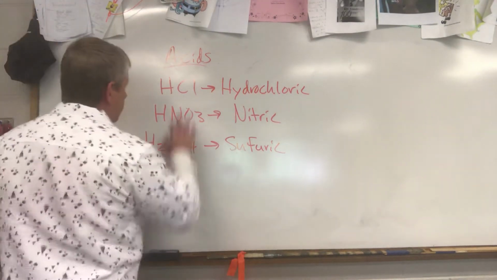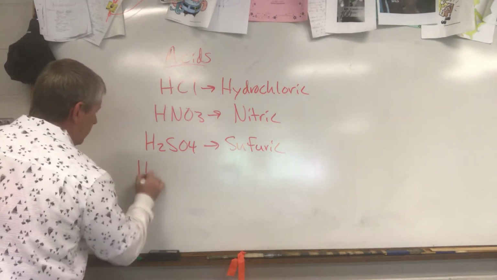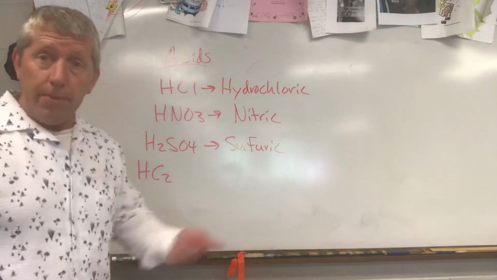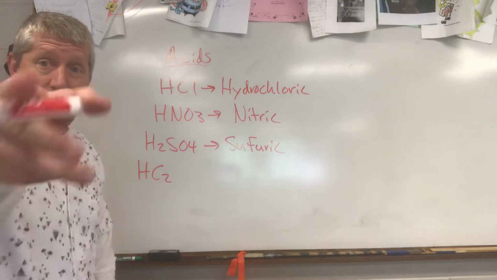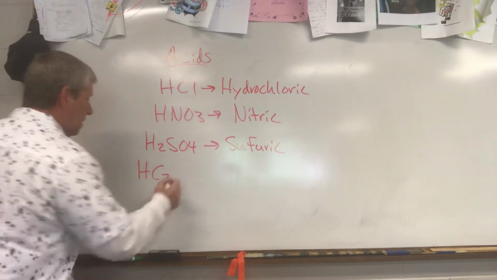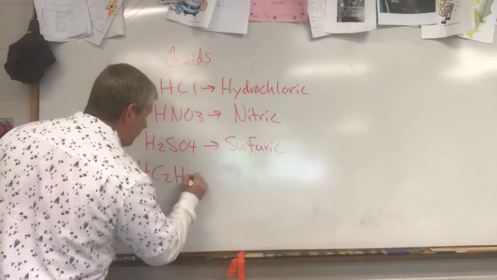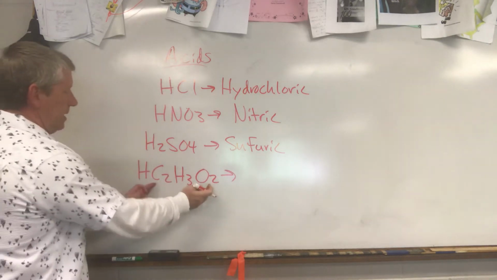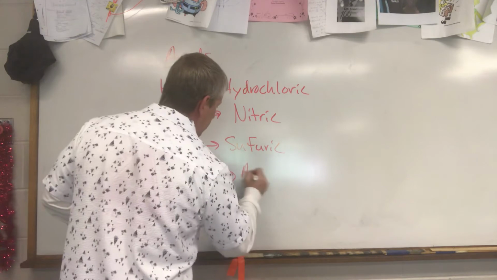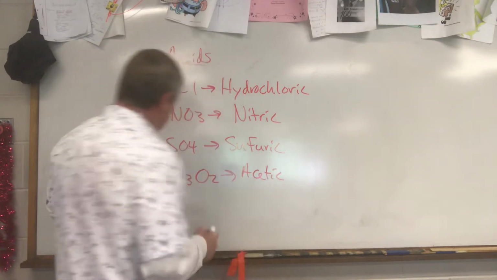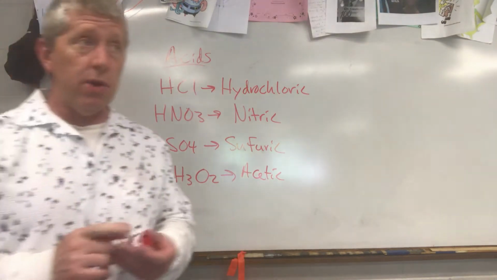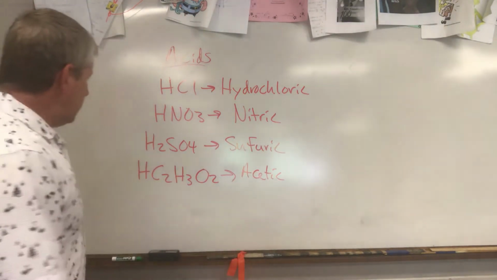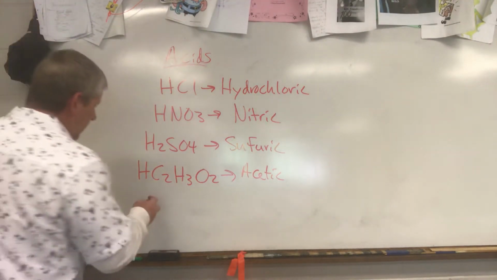Okay, sulfuric. Here's one that some of you at least probably don't mind eating, especially on your salad. Salad dressing. This is acetic acid. That's the acetate ion, and that's acetic acid. It's in vinegar. Vinegar is usually 5% acetic acid, 95% water. So acetic acid, very common.